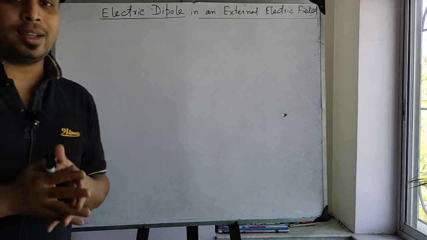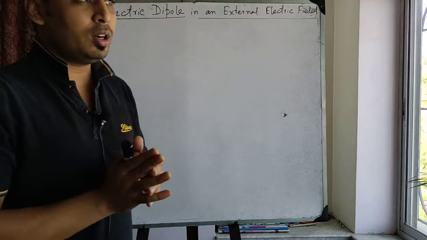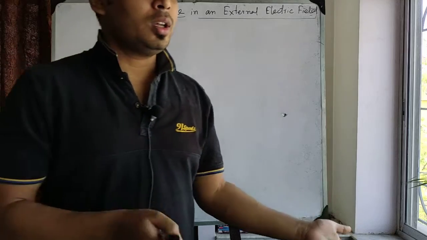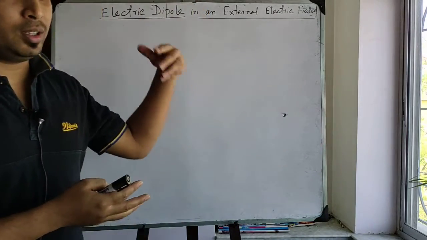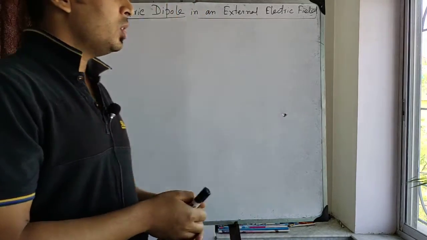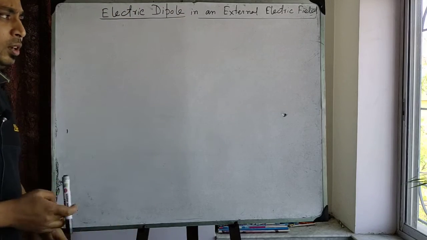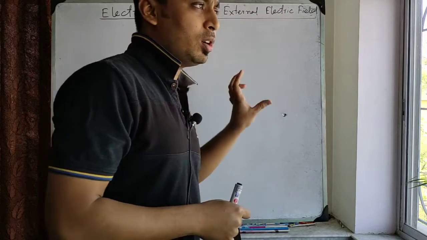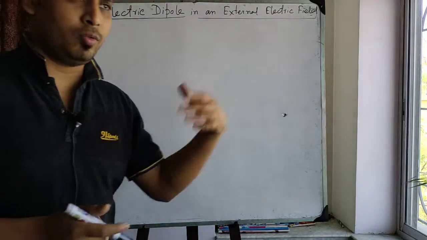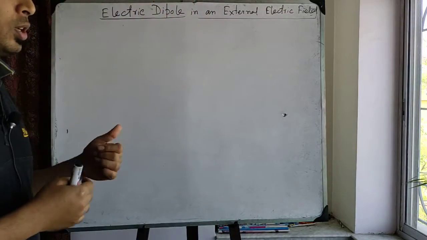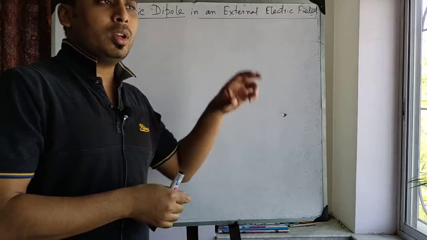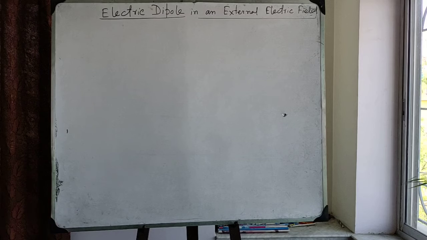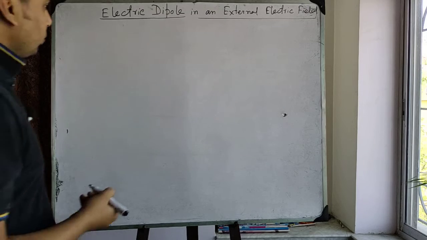First of all, what is an external electric field? External electric field means it is not the field of the dipole. This field is produced by some external sources. This is the applied electric field, and we are going to place the dipole in this external electric field, and we shall calculate the net force acting on the dipole, the net torque acting on the dipole, and its potential energy.